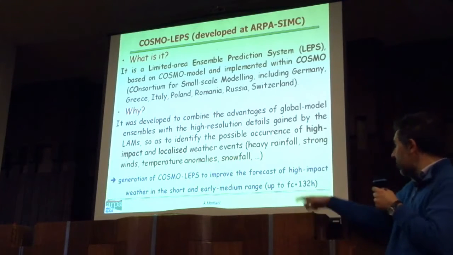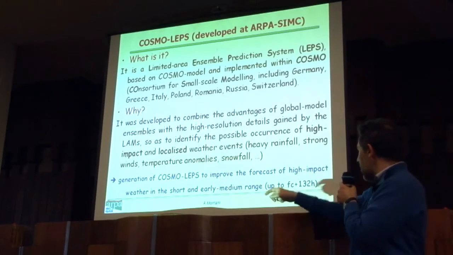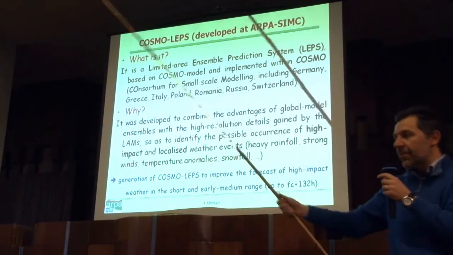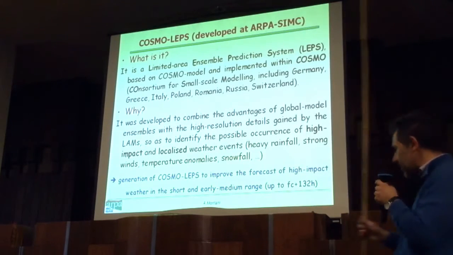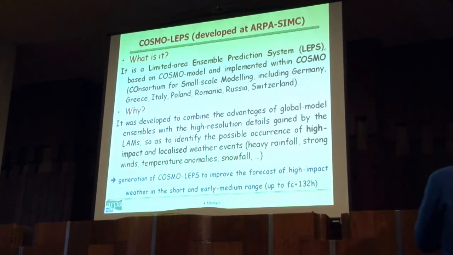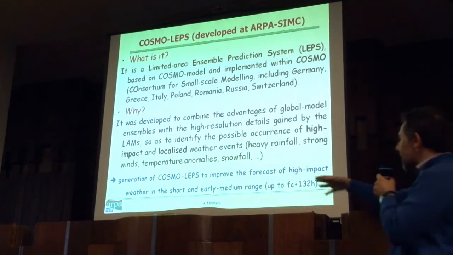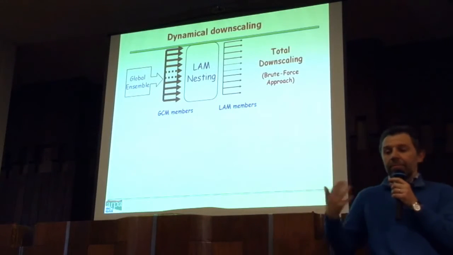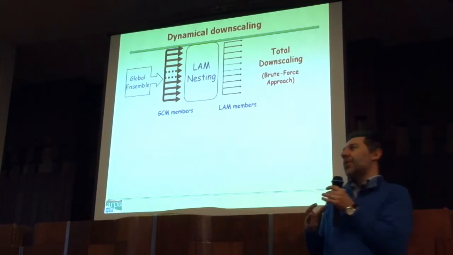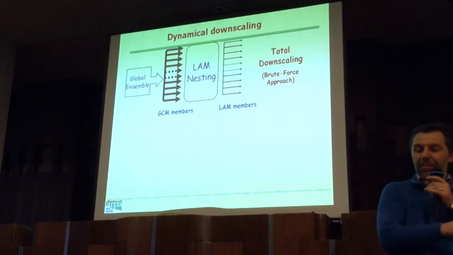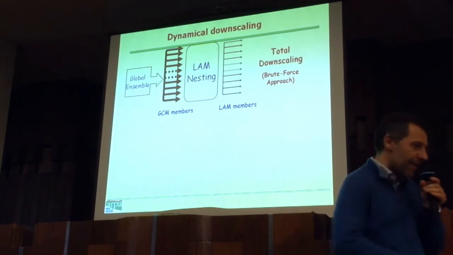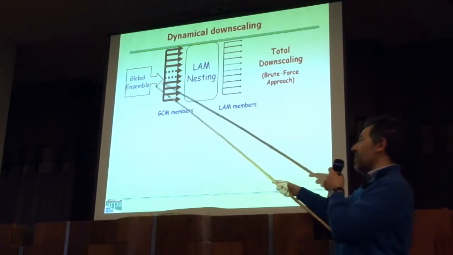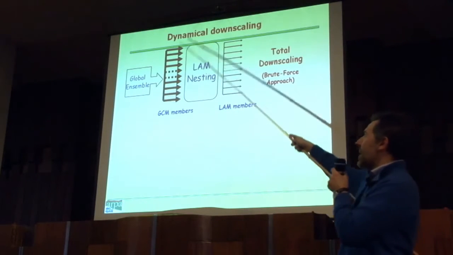At the moment, the forecast range is up to 132 hours. So it's an ensemble system targeted for the short range, but with some extension towards the medium range. So what happens when you have a limited area model and you start from a global model? What you do, you have a global ensemble, which can be ECMWF, but can be any type of global ensemble, which has many members.